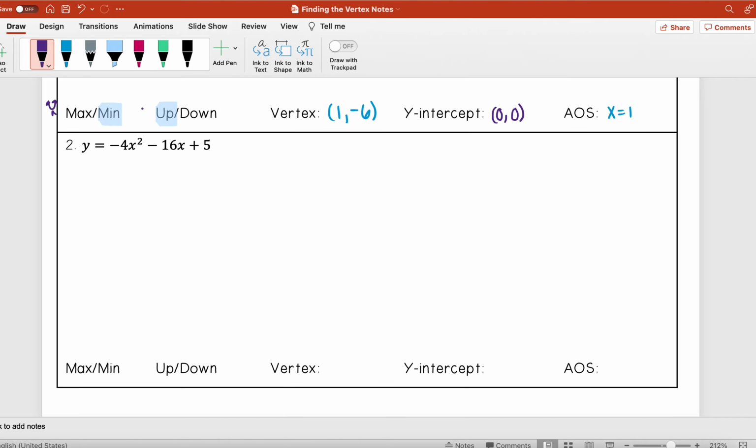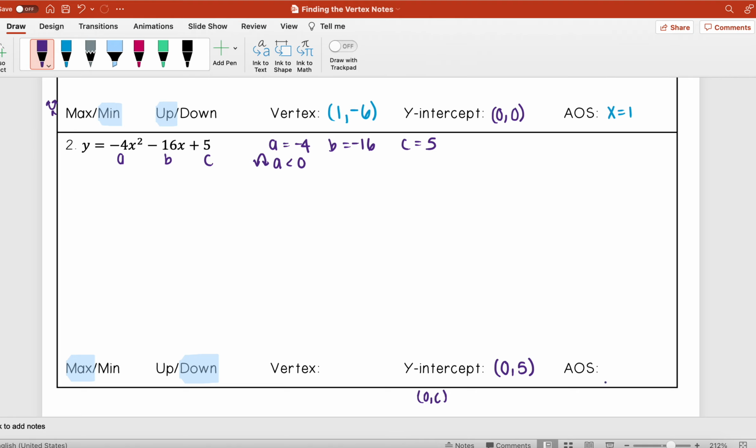So first I'm going to go ahead and label my a, b, and c. So a is negative 4, b is negative 16, c is 5. You can also just write that on the side. So a is equal to negative 4, b is equal to negative 16, c is equal to 5. So here I see that a is less than 0, so that means that the graph is going to be pointing down, and it's going to have a maximum. So here my answers are going to be max, pointing down. My y-intercept, that's always 0, comma, c. And here my c value is 5, so that means that my y-intercept is 0, comma, 5.